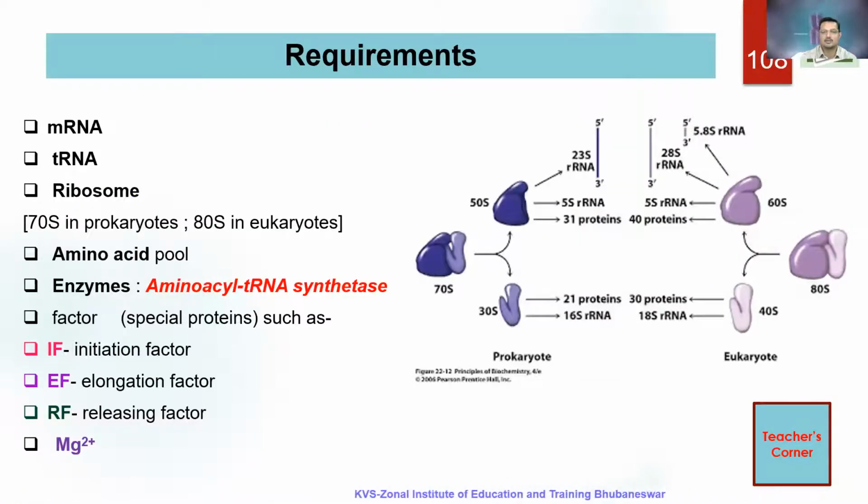So what are the requirements? To process, we need certain things: messenger RNA, transfer RNA, ribosomal RNA, effectively packed as ribosomes. And you are aware there are two types of ribosomes: 70S in case of prokaryote and 80S in case of eukaryote, where S stands for Svedberg, a pool of amino acids, and an enzyme, aminoacyl tRNA synthetase.